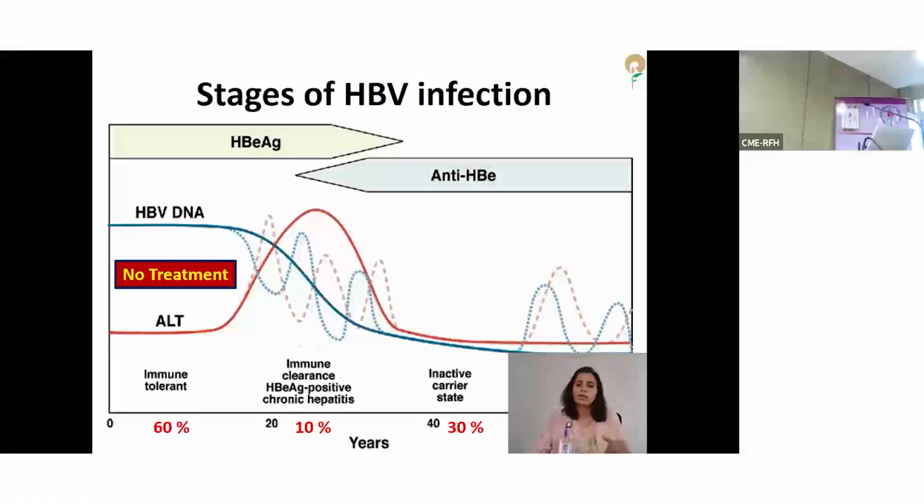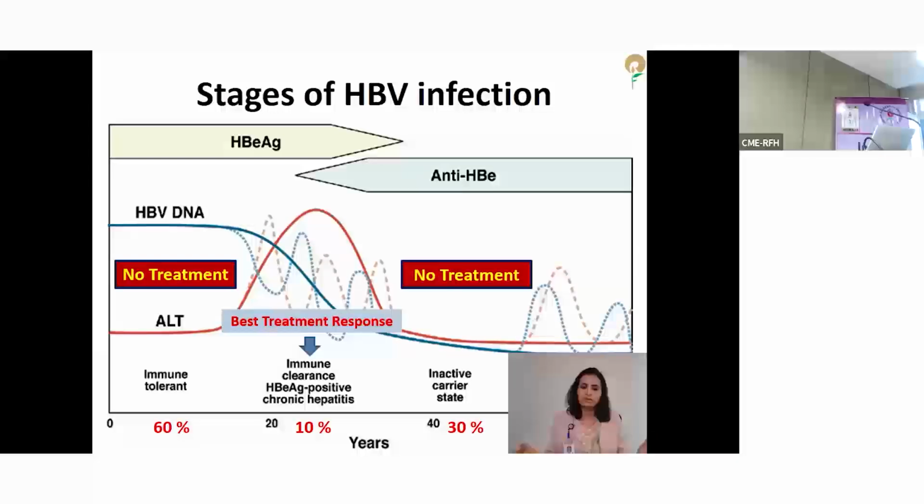So when I go back to this, we understand that the first stage, the E positive infection stage, previously called immune tolerant, does not need treatment. Again, the inactive carrier state also does not need treatment. It is when the body is trying to clear the virus that we introduce drugs for hepatitis B, so that we support the body's attempt to clear the virus. And they are going to suppress the virus, not cure it.